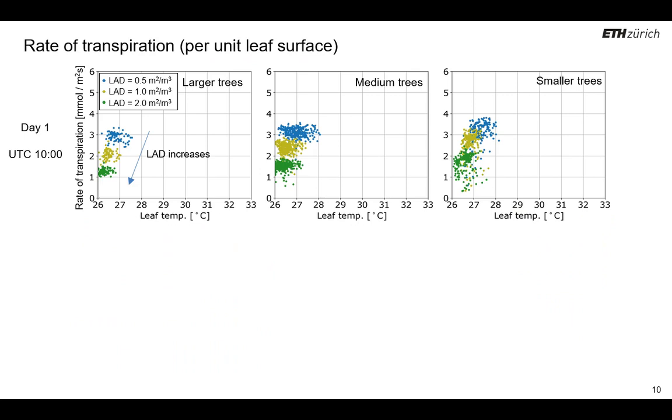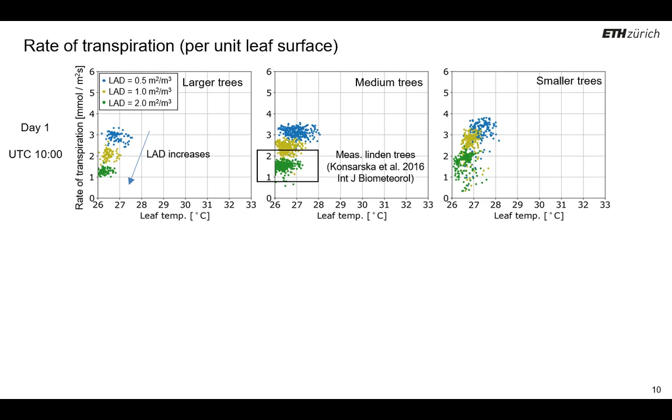If I take an average of these volumetric trees, where each of these dots represents a specific individual tree, you can see here the rate of transpiration and leaf temperatures with different sizes of trees. And you can see the LAD, leaf area density, has an impact on transpiration.